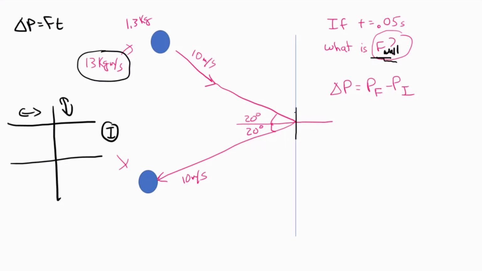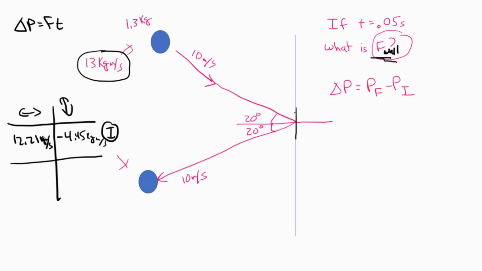So initially, I have 13 times the cosine of 20. How much momentum is there to the right, or horizontally? So it's going to be 12.21 kilogram meter per second. And then I have 13 sine of 20, and this one's going to be 4.45 kilogram meter per second. It's going to the right, so this is positive, but it's going down, so this is a negative. So this is my initial information.